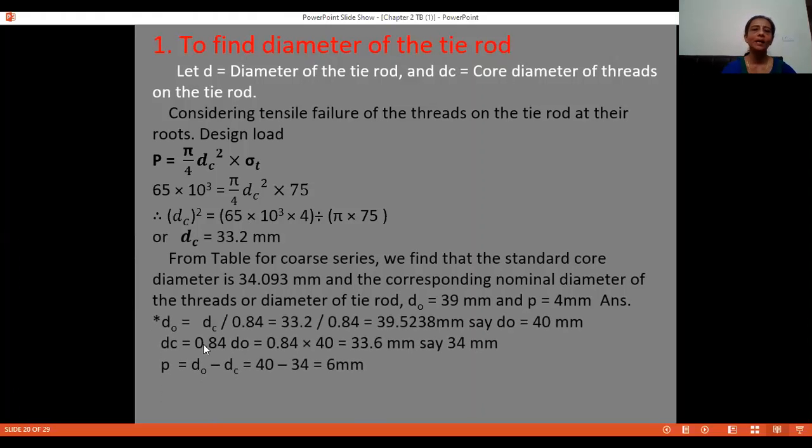Second method, if tables are not available, then nominal diameter is equal to dc upon 0.84. So we will be taking it as 33.2 divided by 0.84. So it comes around 39.5238. Then we will round it off to 40 millimeter. Core diameter, again we will be multiplying nominal diameter by 0.84. So new core diameter is 33.6 mm. Now we will round off the core diameter, say 34 mm. And pitch is equal to DO minus DC, 6 millimeter.